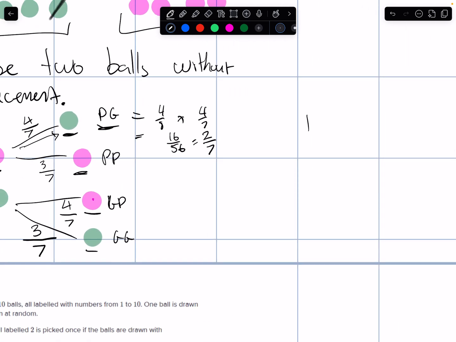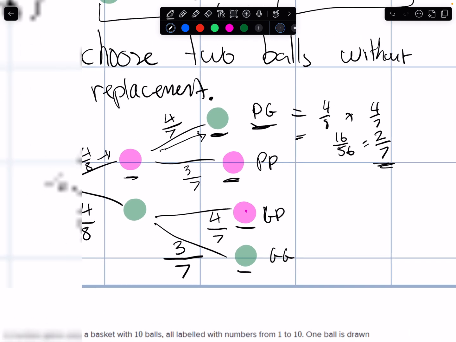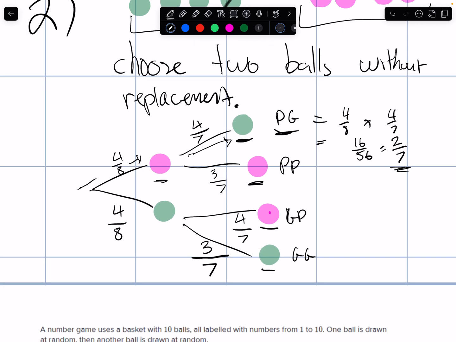So the probability of pink and green must equal the probability of pink times the probability of green for them to be independent. We know that this is the probability of pink and green. We just calculated it over here. So that's 2 over 7, which should equal the probability of pink. Now, we're looking at the first thing. Here is the probability of pink initially. We're going to look at the initial ones. So here, this is the probability of pink. This is the probability of green.